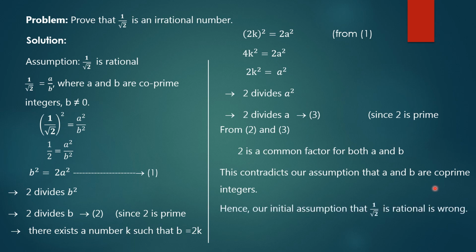Why we got this contradiction is we have taken a wrong assumption. Hence our initial assumption that 1 by root 2 is rational is wrong. This is wrong means the right statement is: therefore, 1 by root 2 is irrational.